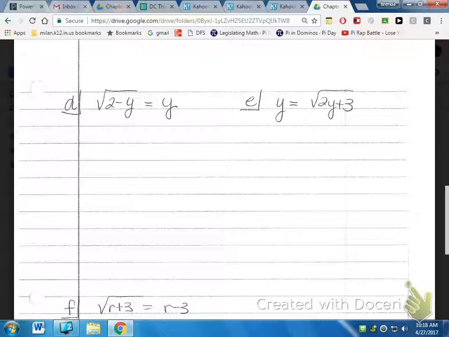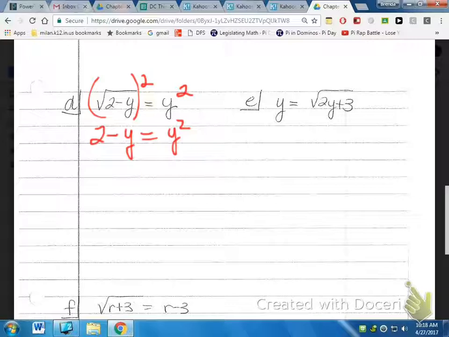On example D, we already have a square root by itself. So I'm going to square both sides. Now on the left, radical 2 minus y squared. Remember, the squaring and the radical cancel each other out. I'm going to say 2 minus y. On the right, y squared is just y squared. Who can tell me what kind of equation I'm going to end up with here? You have to square root both sides? No, we wouldn't want to square root both sides. That's going to get us right back where we were.